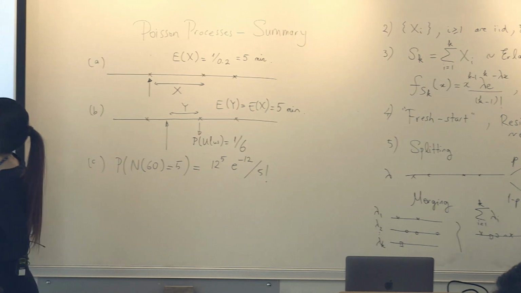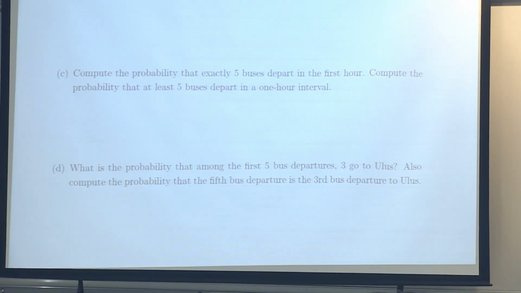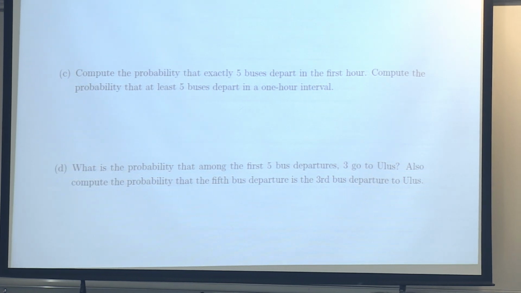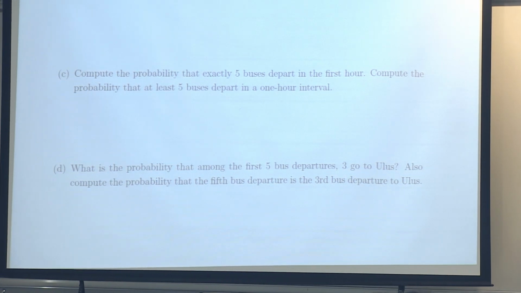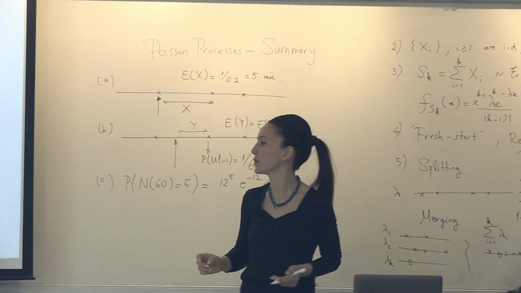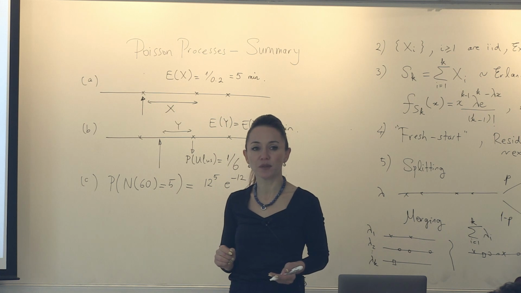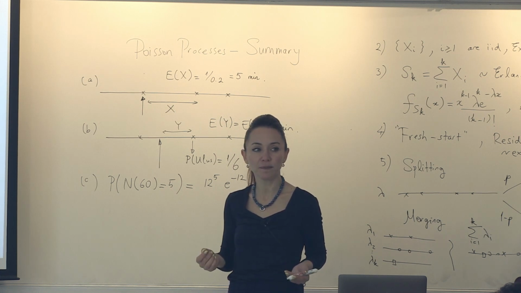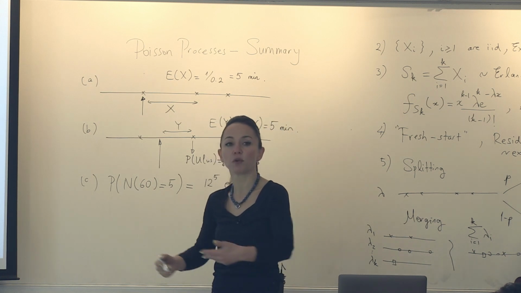Compute the probability that at least 5 buses depart in a 1 hour interval. Does it matter if it's the first hour or any 1 hour interval? No. By the stationary increments property. Now, at least 5 buses departing in 1 hour. How do we do that? 1 minus 4 or less.